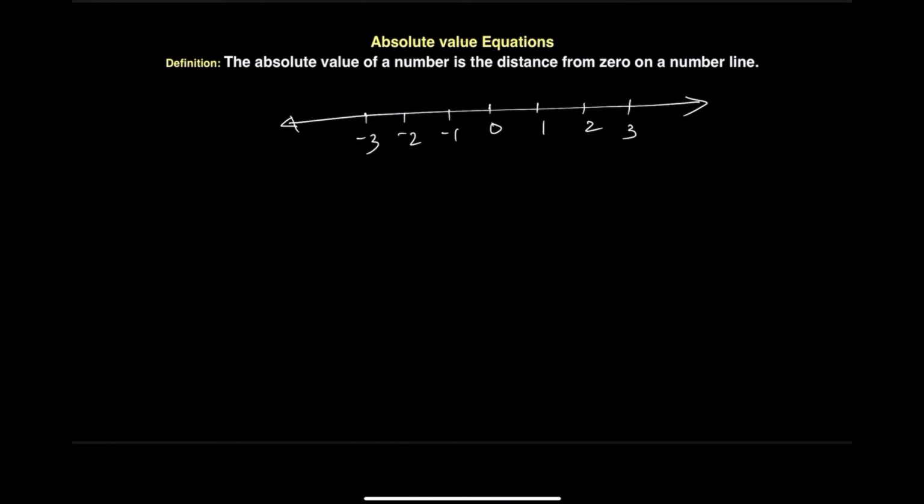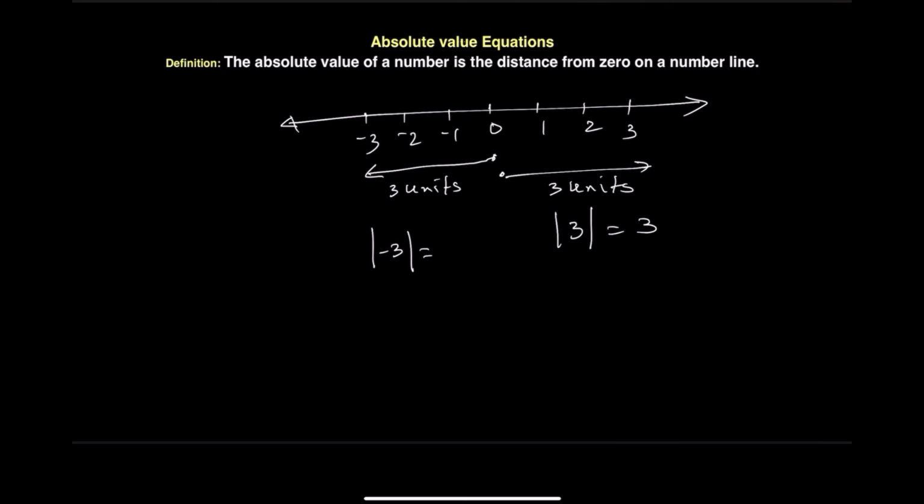Now take the numbers 3 and -3. They are both 3 units away from 0, just on opposite sides, so their absolute value is the same. We write this as absolute value of 3 equals 3. Absolute value of -3 equals 3. The absolute value symbol looks like 2 vertical bars. Let's solve a simple equation.